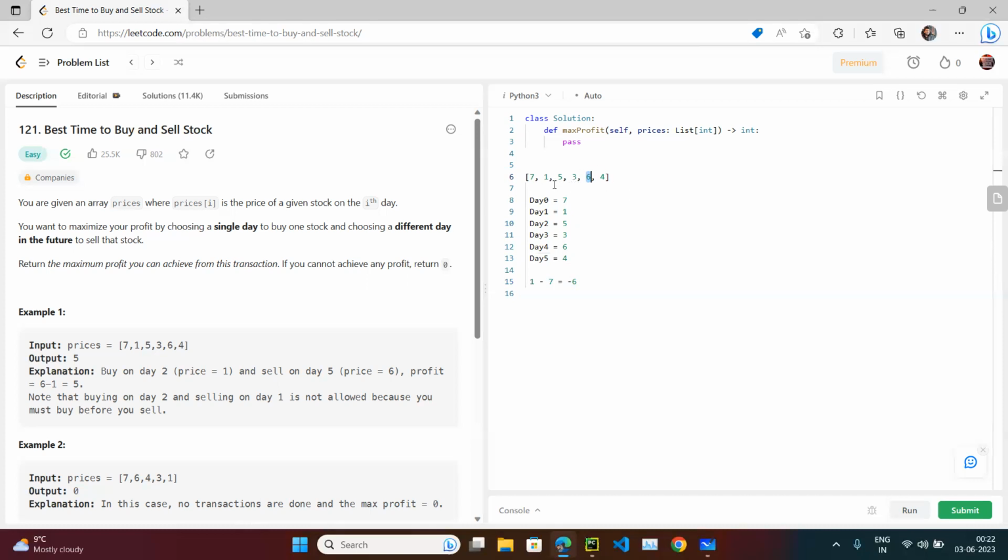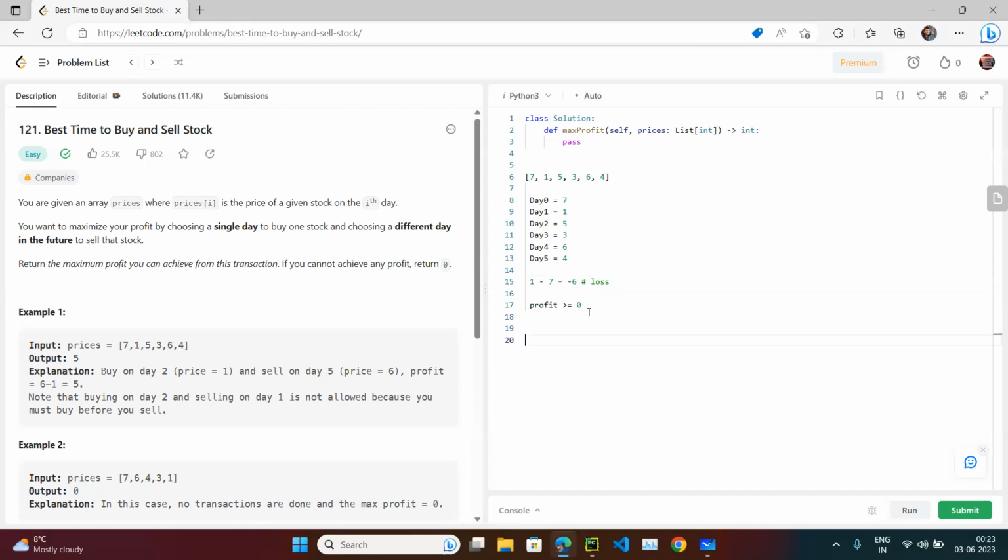You return the maximum profit you can achieve, and if you cannot achieve any profit, return 0. As an example, if in every scenario you could not find any profit, then the profit should always be greater than or equal to 0. If it is negative, then it is a loss. So if we do not find any such day, then we have to return a profit of 0.